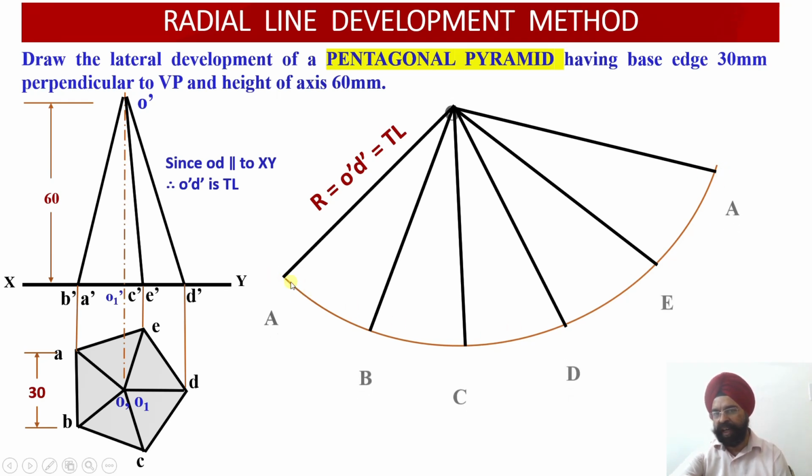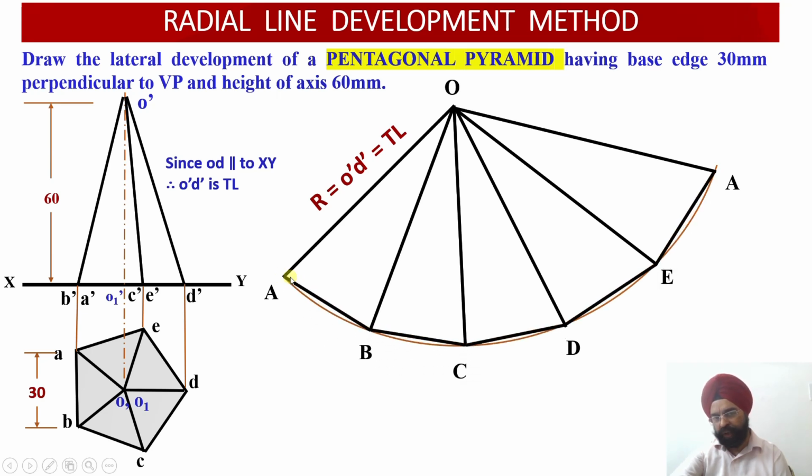And now having located 5 edges, you see starting point is O. This is my radius, which is equal to the slant edge, which is true length, O dash D dash. And now 30 millimeter. Now this is not the arc length, this is the chord length basically. So I am going to mark all these chords. So this is 30, this is 30, this is 30, this is 30, this is 30.